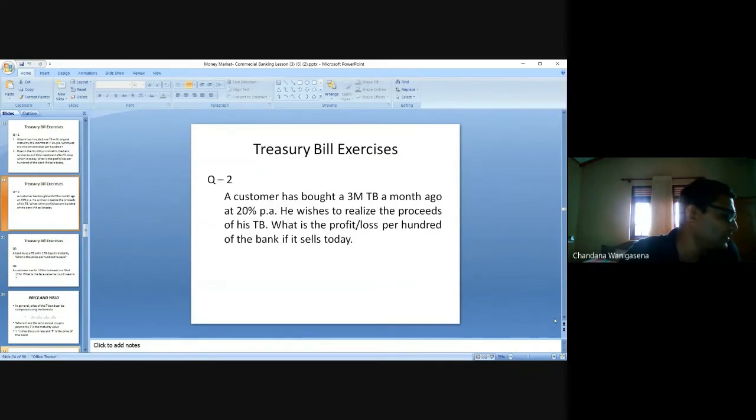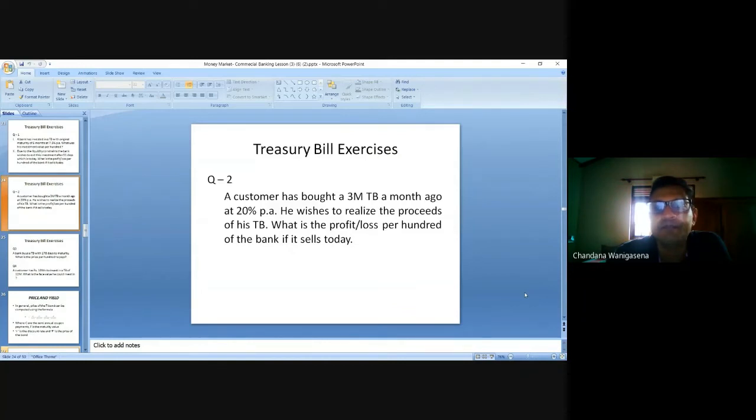91 days, 364. So it's 4. So the answer you get is 100 divided by 1.05, that is 95.2380 is the price, right? So let's see what happens then. He wishes to realize the proceeds of his TB. What is the net profit per 100 if the bank sells?